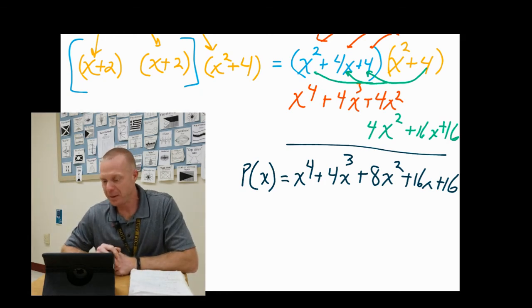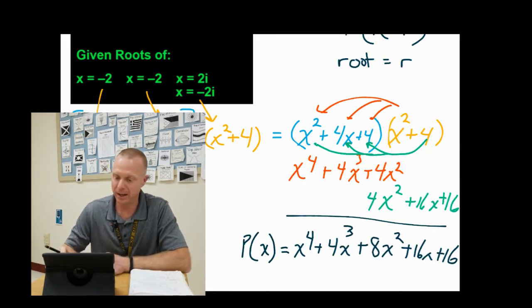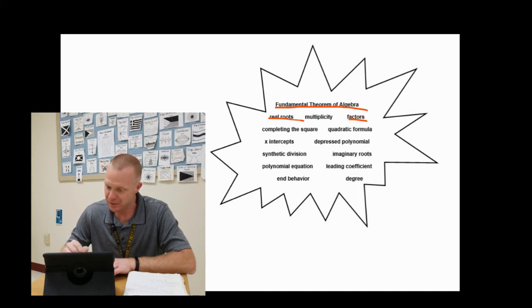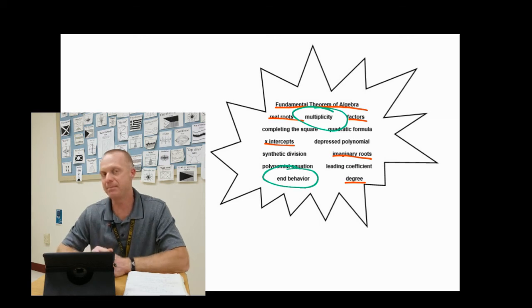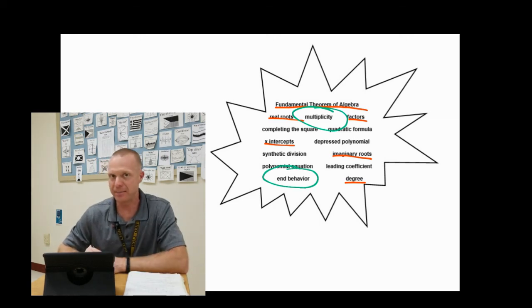Next time that we gather, we will dig a little bit deeper into the graph of these polynomials. In fact, we'll dig a little deeper into a few more of the terms that are in this word splash. But I hope right now you feel that you've had a refresher on the fundamental theorem. We talked about real roots and factors. We don't want to cross that out. X-intercepts. We even had some imaginary roots. We even used the word degree. But just to get you thinking about this word multiplicity, it was in the previous problem that we just did. And we'll even get some discussion on end behavior. But that'll be for the next time that we get together.